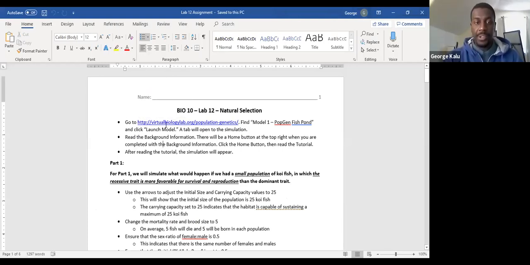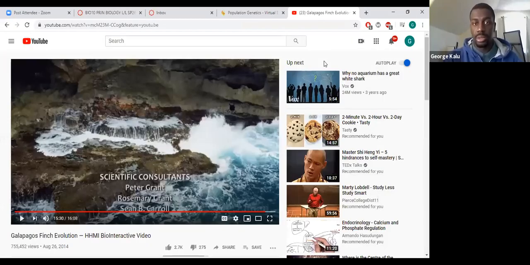And this website is virtualbiologylab.org/population genetics. You're going to go to that website. You're going to find model 1 that says PopGen Fish Pond, and then click Launch Model, and it'll open a new tab. So I'll show you how that's going to work here. Oh, okay, hold on. Give me 1 second.